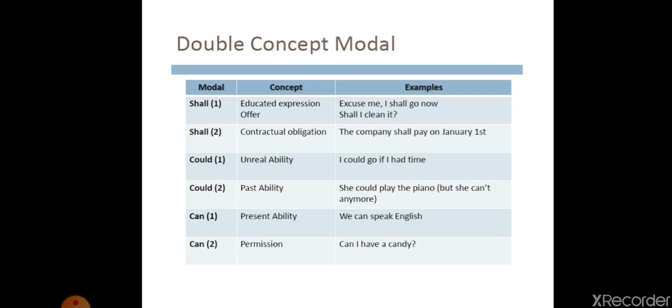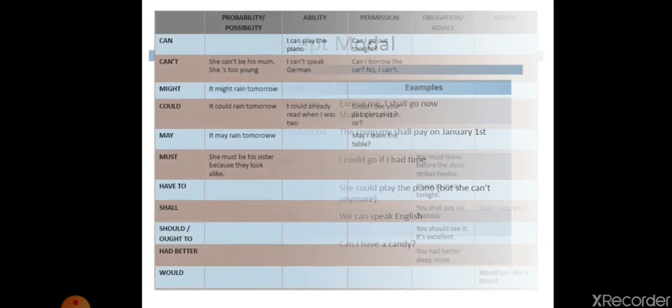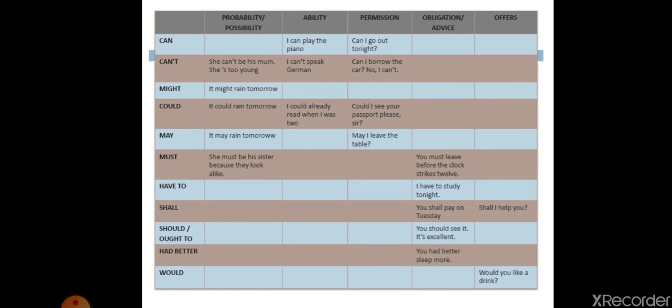Now can shows present ability as well as permission. We can speak English, and with permission, we can see the example, can I have a candy? So this is the list which shows the different modals along with the concepts such as probability, possibility, ability, permission, obligation, advice, offer. So we have discussed this just a few minutes ago. So you can go through this slide for your better understanding.